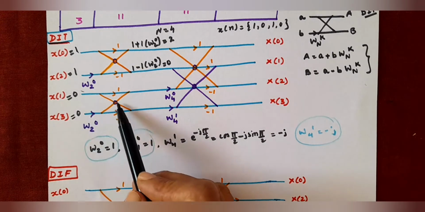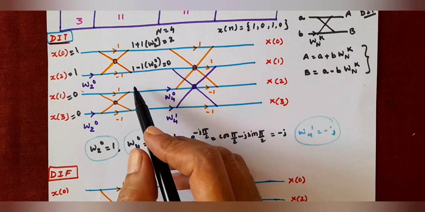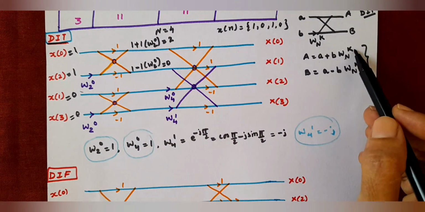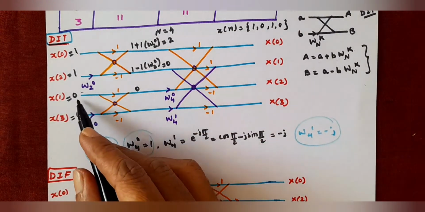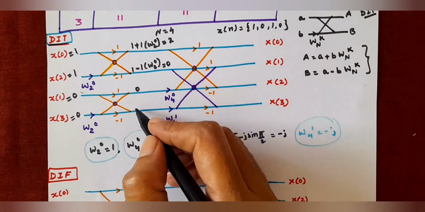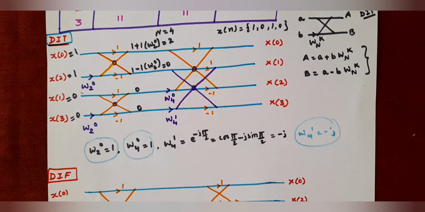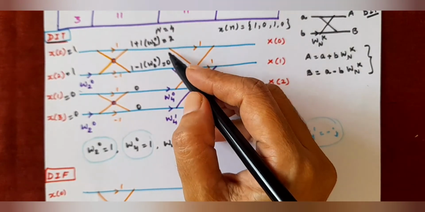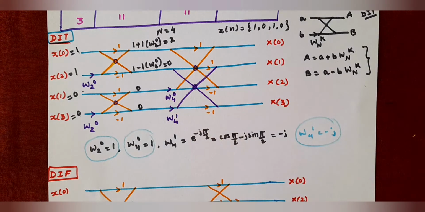Now here for this butterfly the inputs are 0 and 0. So the upper equation is what? A plus B, 0 plus 0 W2 to the power 0. So it will come as 0. Here 0 minus 0 W2 to the power 0, it will come as 0. So now for the first stage we got the output as 2, 0, 0, 0.